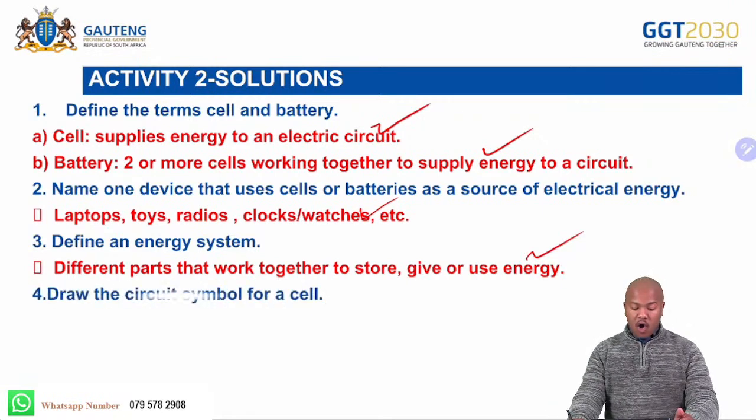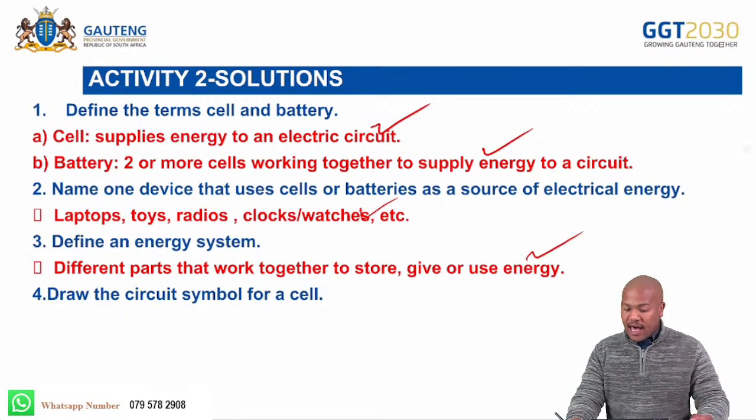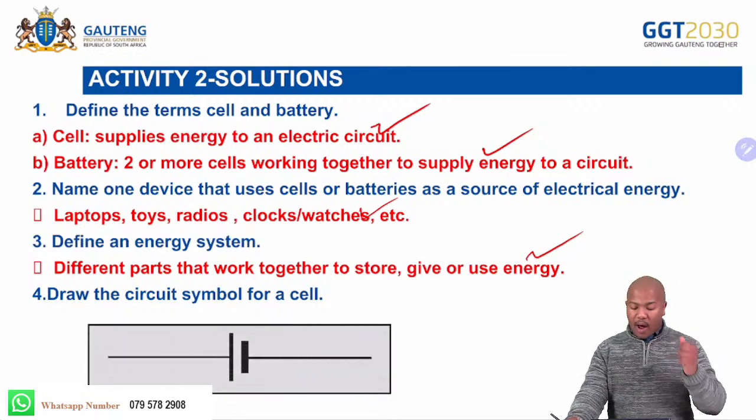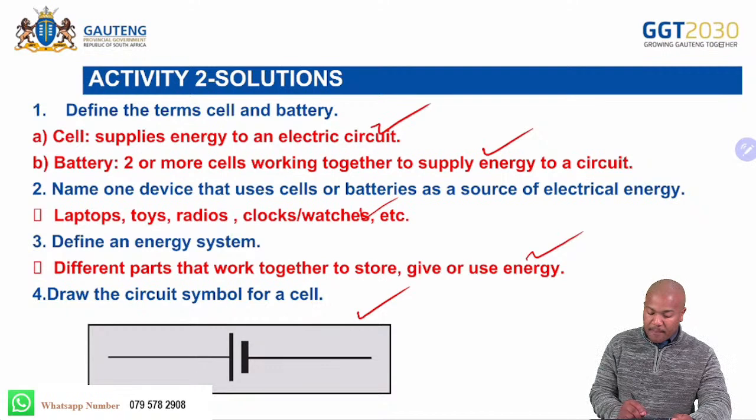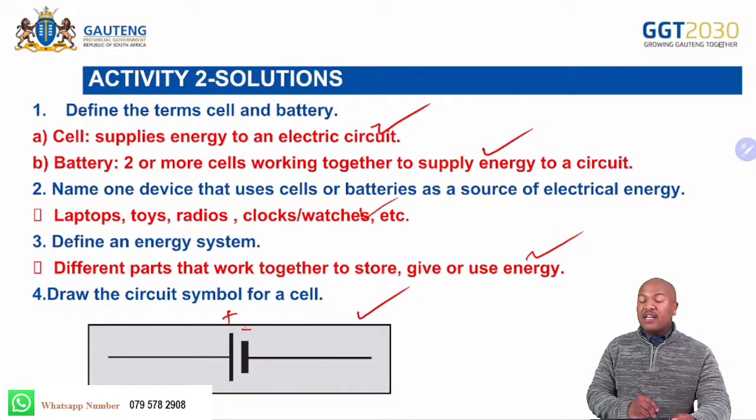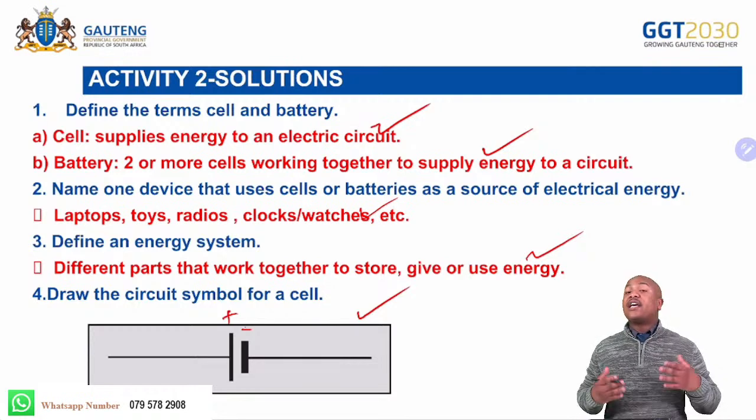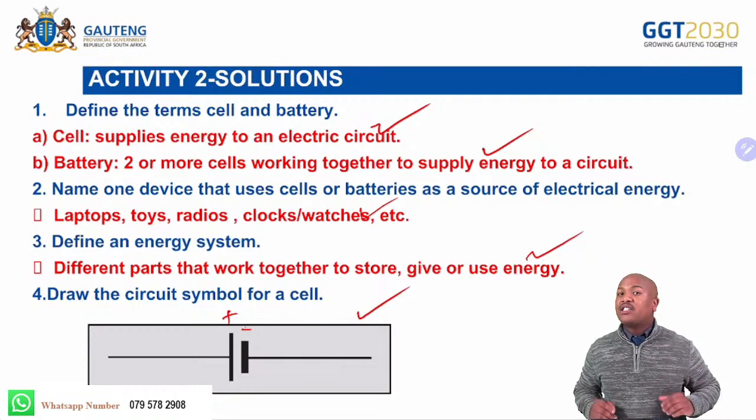Then number four, draw the circuit symbol for a cell. And that is the one here. You give yourself a mark. Remember that the long line is positive and the short one is negative. So now, take 2 minutes to copy down the corrections.